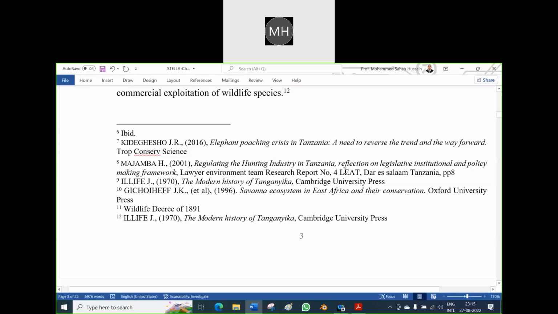Then reflections on the legislative, institutional, and policy making framework. Is it a second title? Stella, yes. If it is a second title, then what is the rule? If it is a second title, then colon, then R should be a capital letter. Reflection, on, legislative, L should be a capital letter. Are you following me?